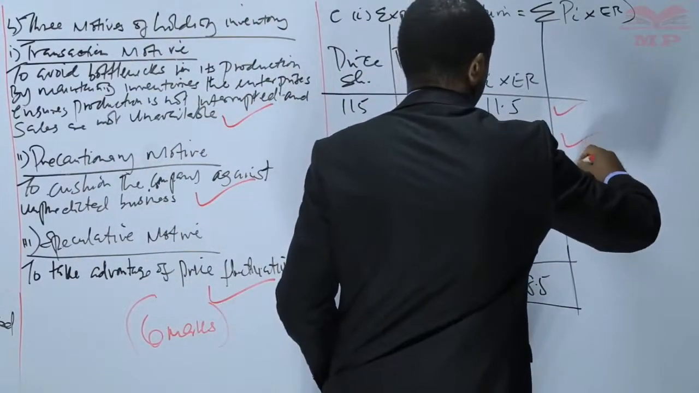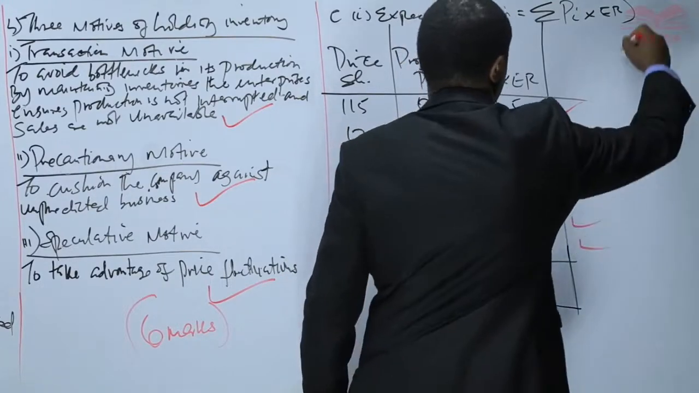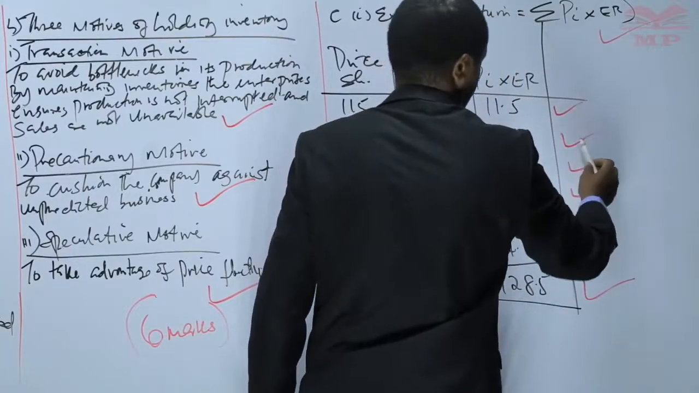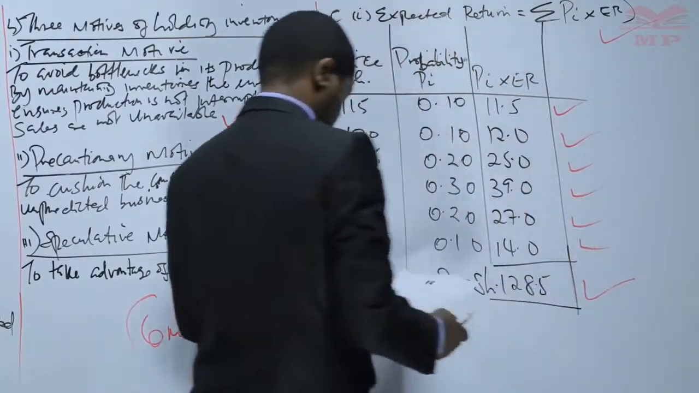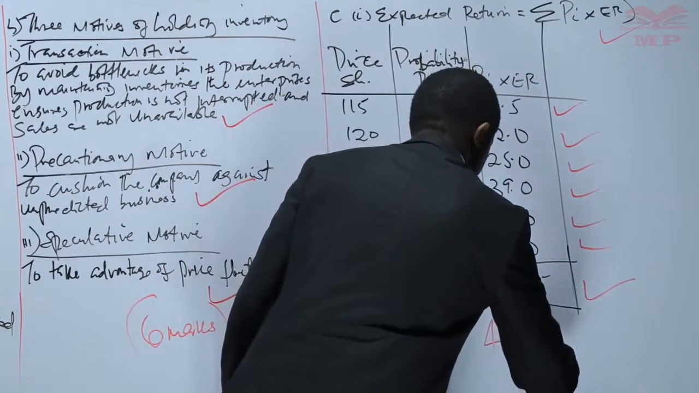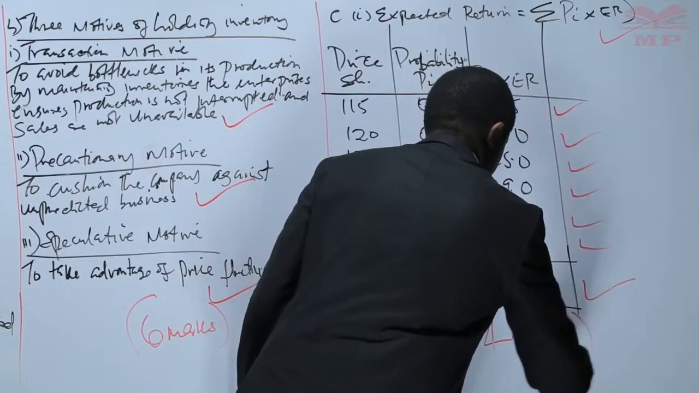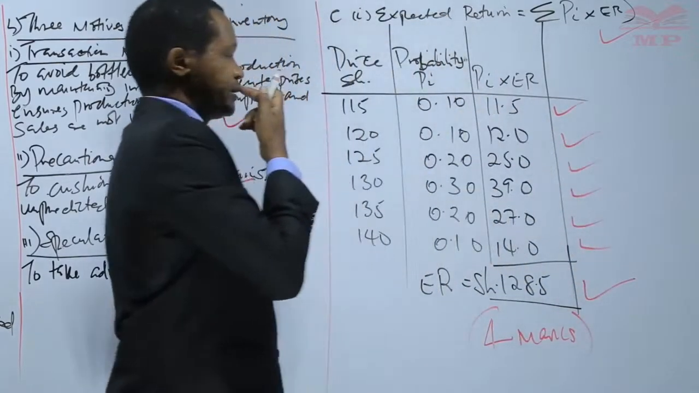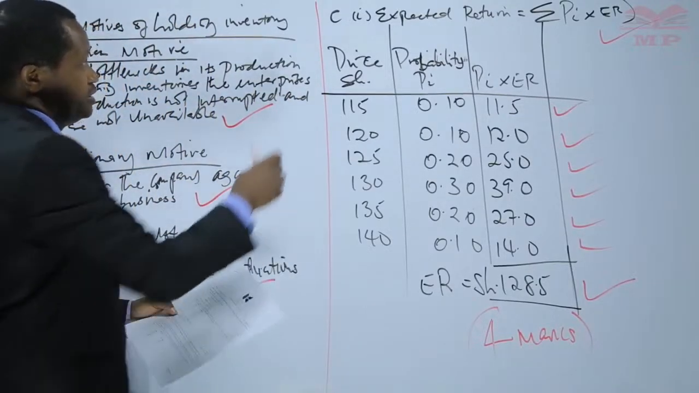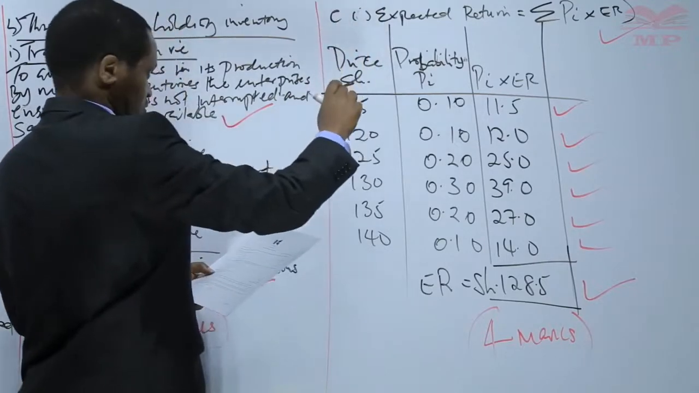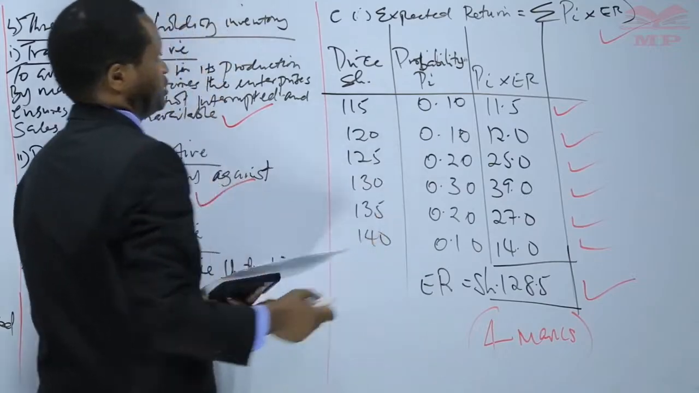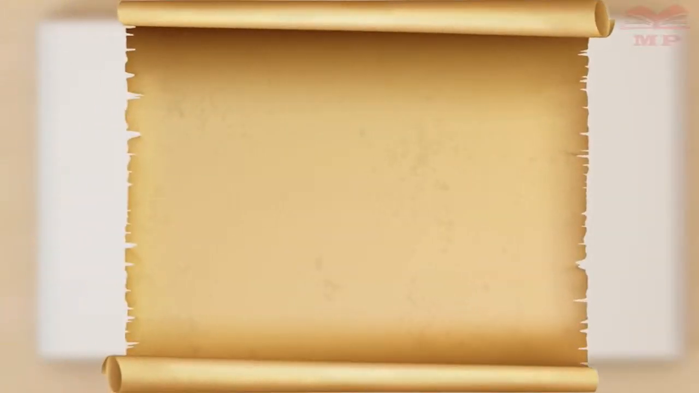These are how many marks? These are four marks. Each tick is half a mark. So that is part one. Yes, part one. So let's answer part two.